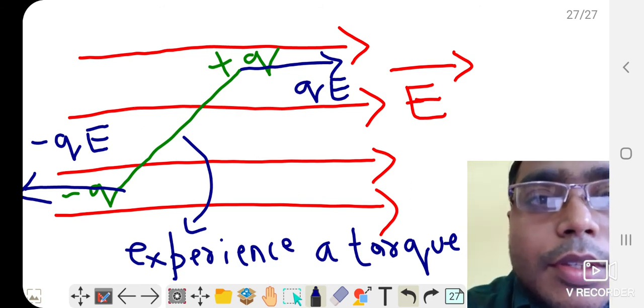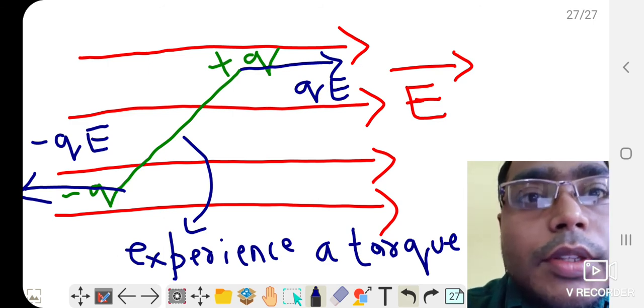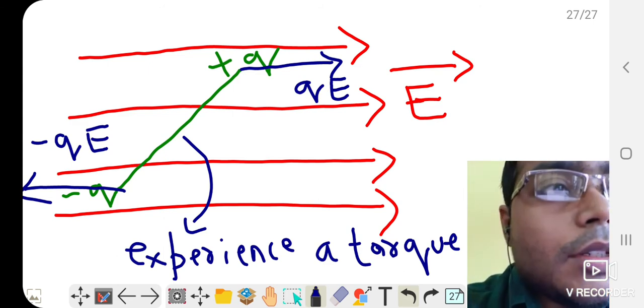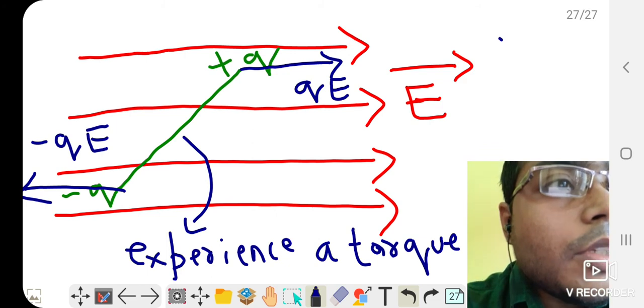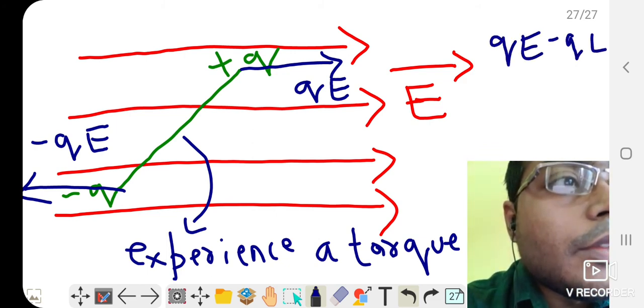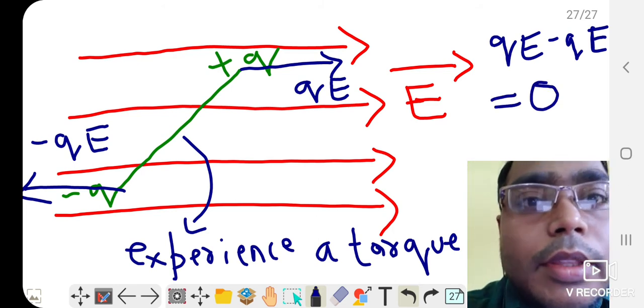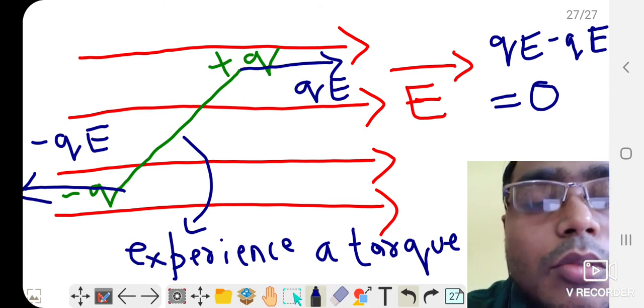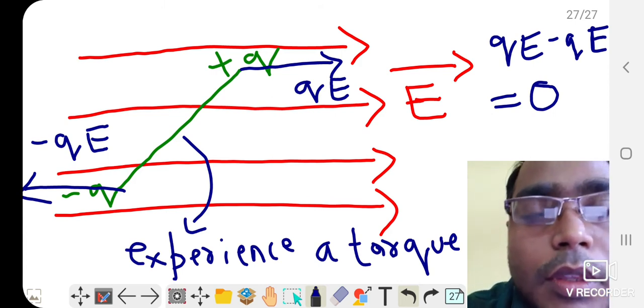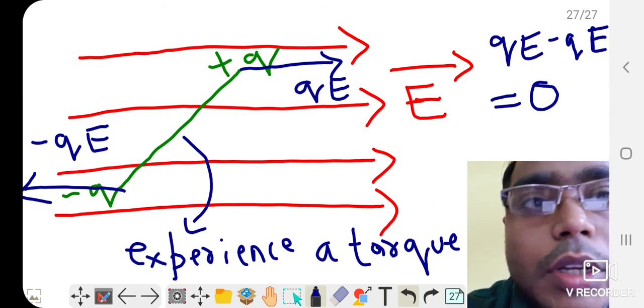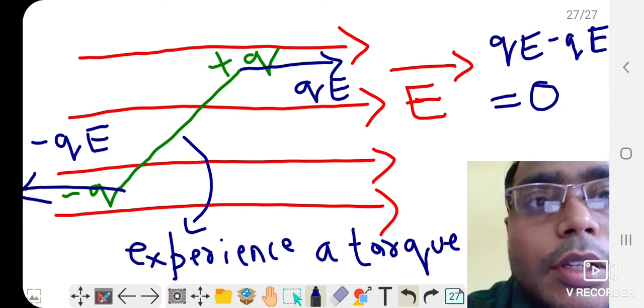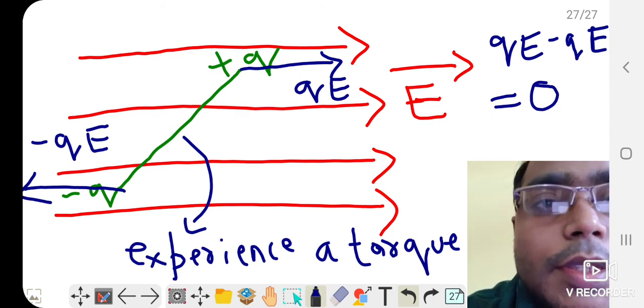So obviously the answer will be no. Why? Because you can see in the diagram that the net translational force will be how much? So that is plus QE and minus QE. So what will be the net translational force? That will be 0. So what we can say is that when the dipole is placed in a uniform electric field, the dipole will not experience any translational force, but it will experience a torque.